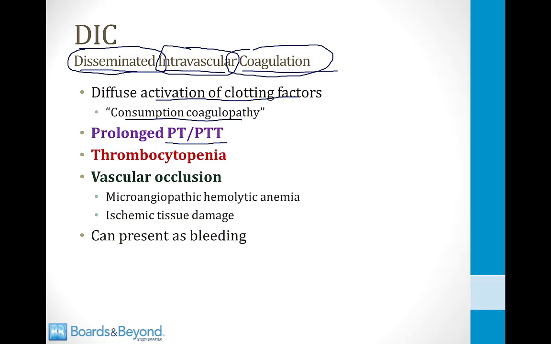All those blood clots will use up all the platelets and the serum platelet level will get low. And then finally, the blood clots will lead to vascular occlusion. This develops into a microangiopathic hemolytic anemia where the hematocrit becomes low and there's evidence of ischemic tissue damage. And this often presents as bleeding. So a patient who has acute pancreatitis and then develops diffuse bleeding and an elevated PT-PTT and a low platelet count has probably developed DIC.